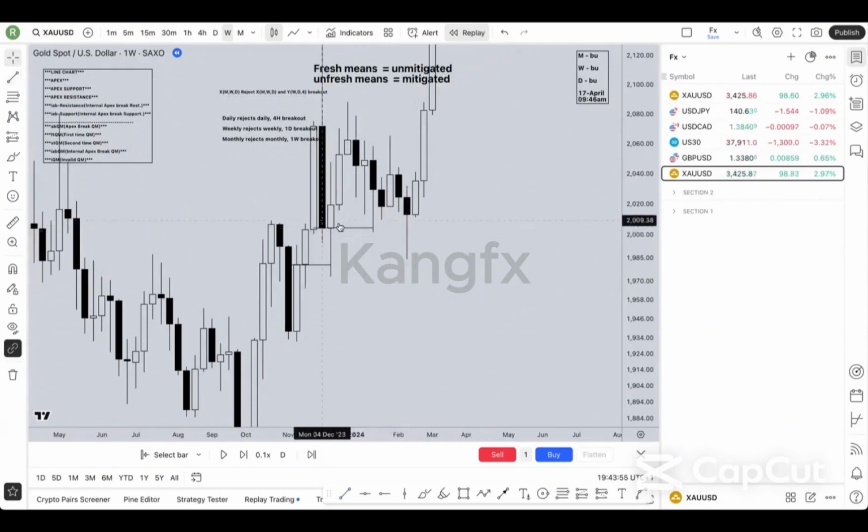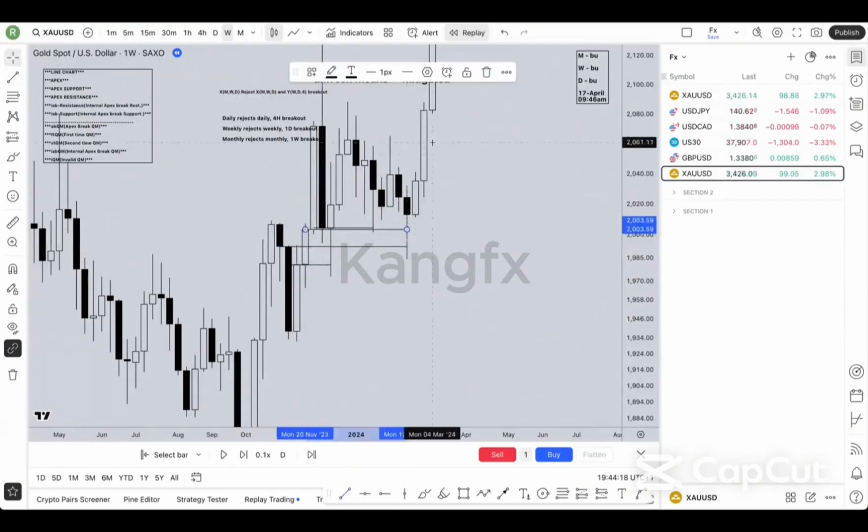Now, this place might look like an unfresh level because it has been used as a rejection before. I cannot come and mark here and say I'm using it as my rejection all the way down to this place. No, because this area is unfresh, because this one already mitigated all this. I cannot come and mark here and say I'm using this place as my rejection. No, because these levels are no more fresh. You see this, they've been mitigated, they are no more fresh.